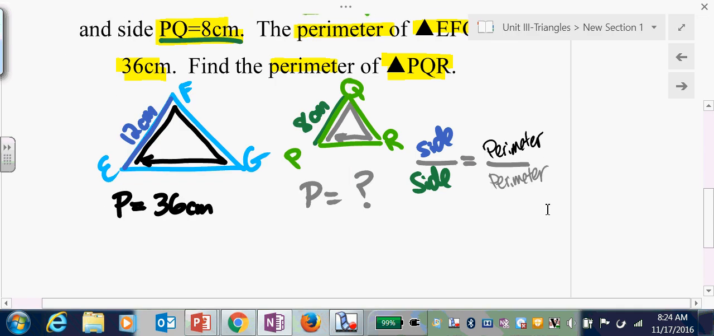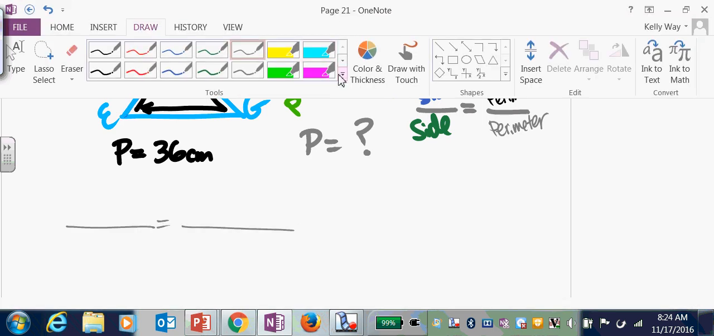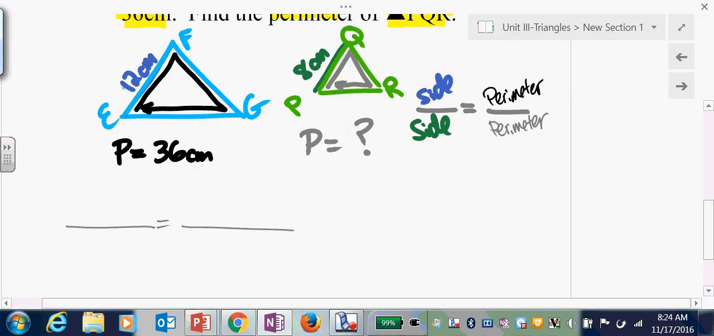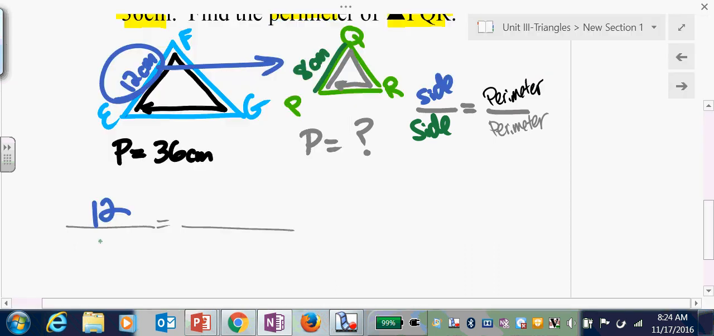So using that as our template, we're going to solve. Side over side, circle, plug, check. Our first side, 12. I'm going to go left to right, over 8. That's my other side. Equals perimeter. Walk it around. We have that. That's 36.